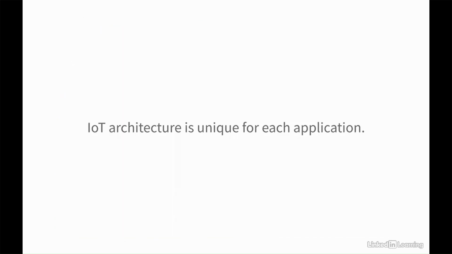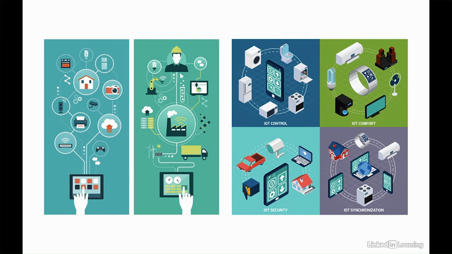The IoT architecture is unique for each system. It depends on the different devices utilized, the communication methods, and the services and applications the system is used for.